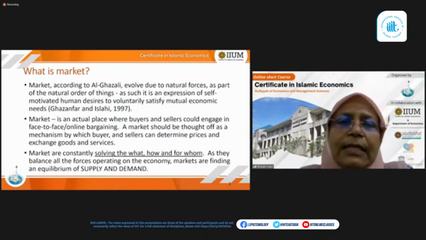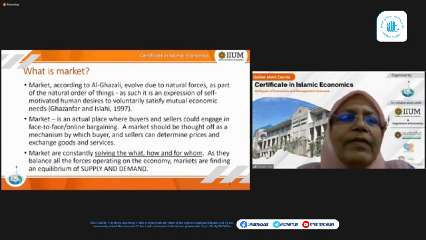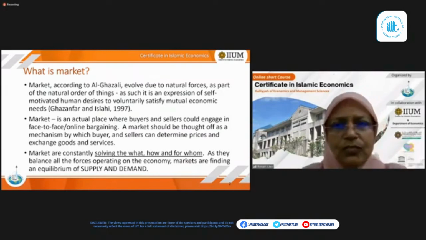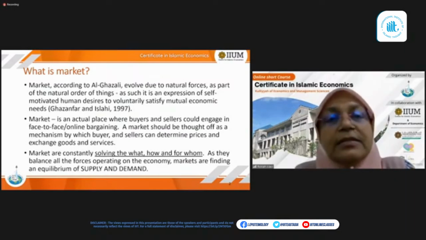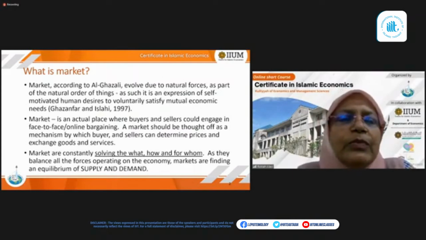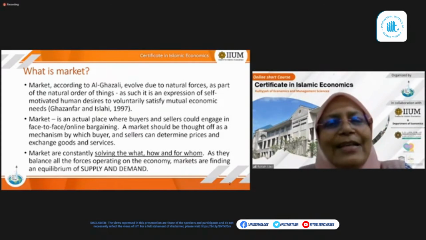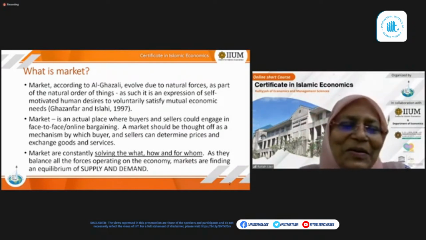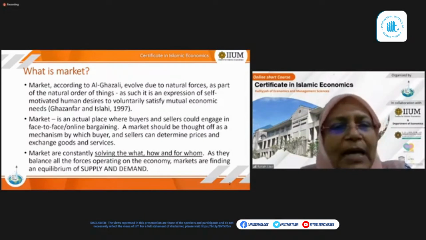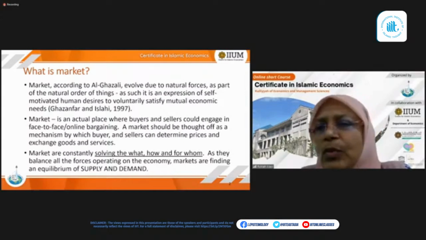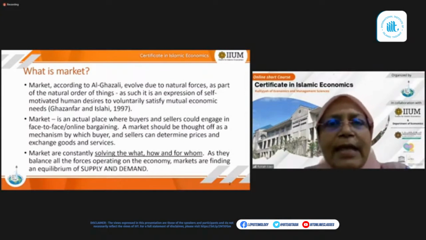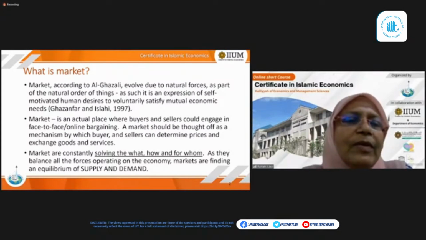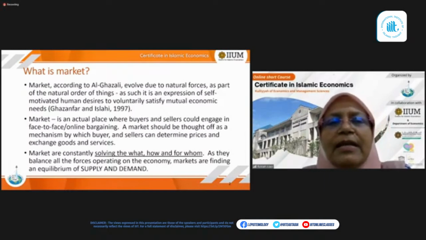So a market, according to Al-Ghazali, evolved due to natural forces. It is part of the natural order of things, because when we want something, we will go and search for it. It's a natural thing because we are in need of material things. As such, it is an expression of self-motivated human desires to voluntarily satisfy our mutual economic needs. So a market is an actual place where buyers and sellers engage face-to-face. Today we have online marketing, online purchasing and so on. Anyway, there is bargaining whether you like it or not. Even in Shopee or Lazada, we look for where the prices are the cheapest, what the ratings are and all that. That's basically bargaining. So whether it's done online or face-to-face, whenever there's interaction between buyers and sellers in exchanging goods and services, we call that a market.